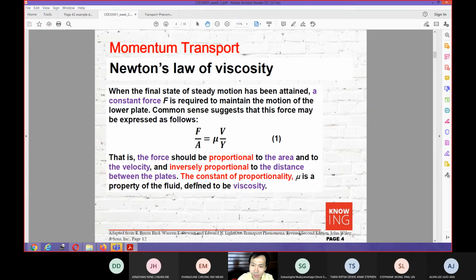Based on this postulation of common sense, you can see that the force divided by the area should be equal to a constant multiplied by the velocity divided by the distance between the plates. This constant is something that we later find out is the viscosity.